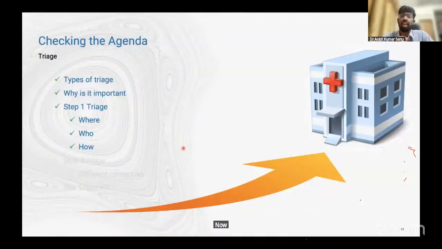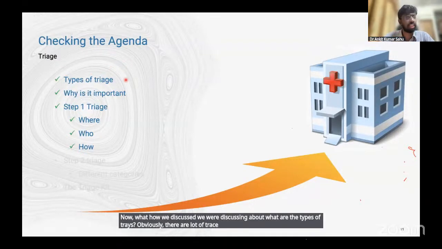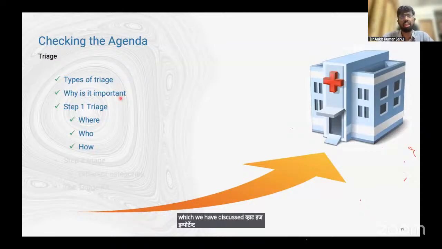Now, what have we discussed? We were discussing the types of triage. Obviously, there are a lot of triage systems, including the National Triage Protocol, which we have discussed. Why triage is important? I don't think I should re-emphasize why it is important.